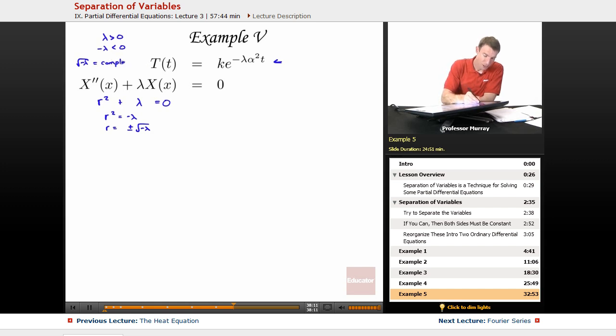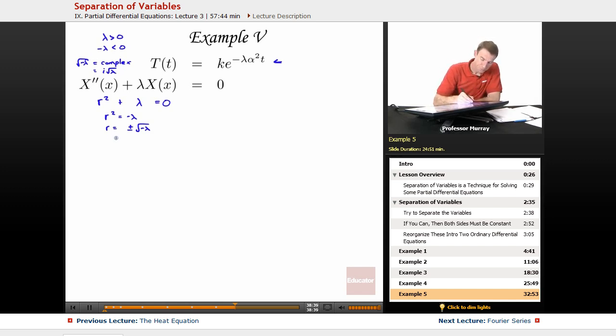So we're dealing with complex numbers here. It's i times the square root of positive lambda. So we're going to have to deal with complex solutions here. Now, we did talk about what happens when you get complex solutions to the characteristic equation. That was back in one of our earlier lectures here on Educator.com, so go back and check it out if you don't remember. But the short version is that your answers look like sines and cosines.